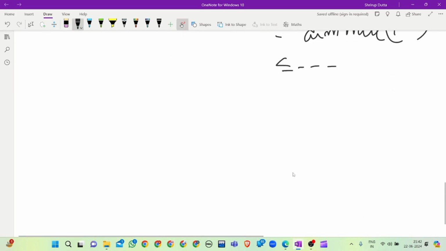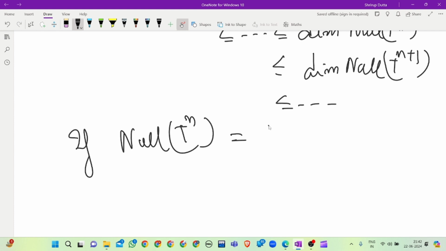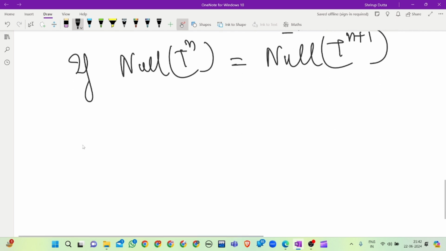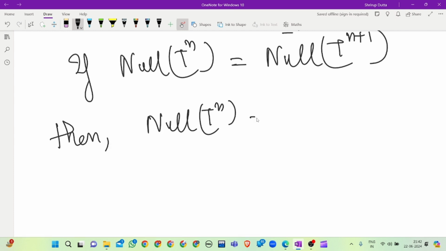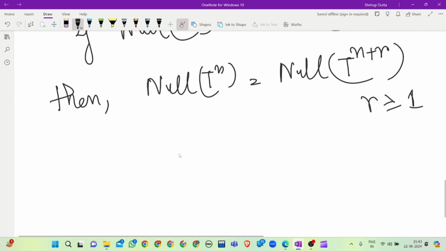So our claim is, now my claim is, if null space of T to the power n equals null space of T to the power n plus 1, then null space of T to the power n equals null space of T to the power n plus r, where r is greater than or equal to 1. R is 1, 2, 3, and all will be equal. So let's prove this. The proof is easy, and this is the easy part.